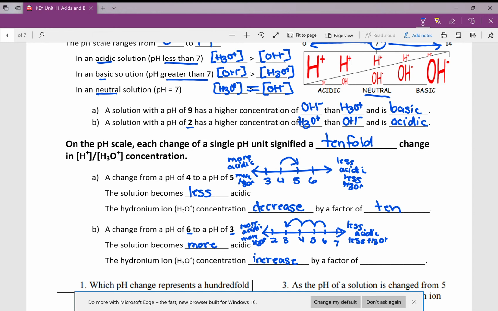Now this is important. Each jump is a factor of 10. So this is going to be 10 times 10 times 10. Okay, so a 1, and I made 3 jumps, so it's going to be 3 zeros. It is not going to be by a factor of 30. You don't add them, you multiply them. So the hydronium ion concentration increases by a factor of 1,000.